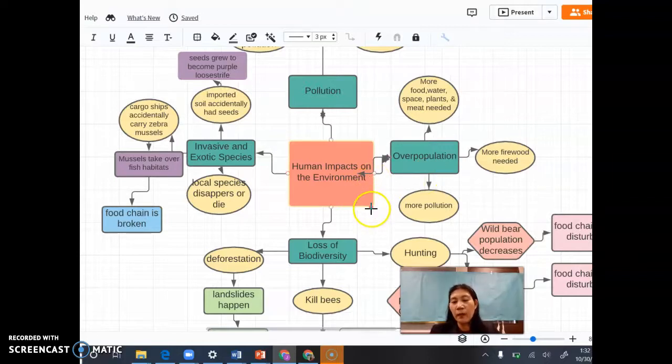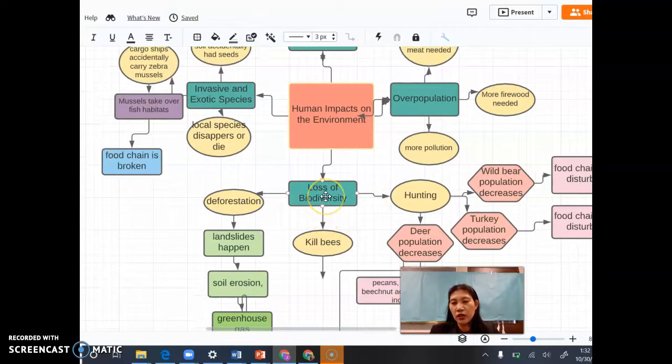The next one is loss of biodiversity. Biodiversity means bio from the word life, and diversity means variation or diverse. So biodiversity means the variation of species of living organisms. How are they lost? When people hunt them. So what happens when there is hunting?